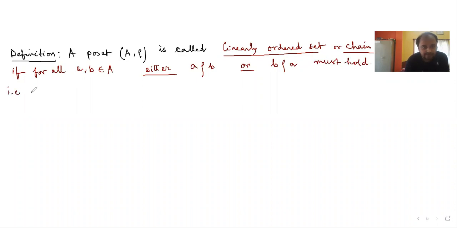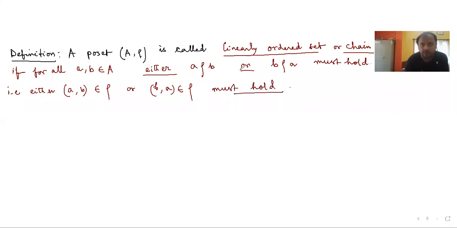That is, either A comma B belongs to rho or B comma A belongs to rho must hold. If such a scenario occurs, this partial ordered set or POSET is called a linearly ordered set. I'm stopping right now. We shall meet in the next session of today's class.